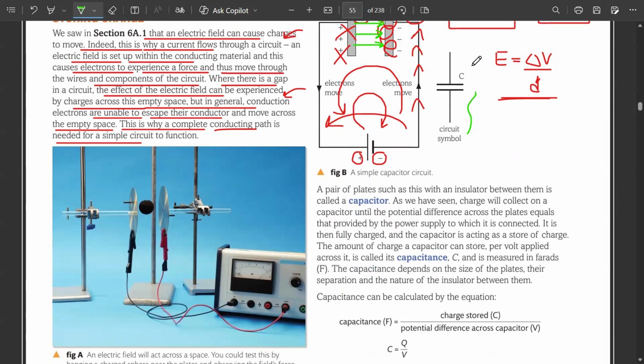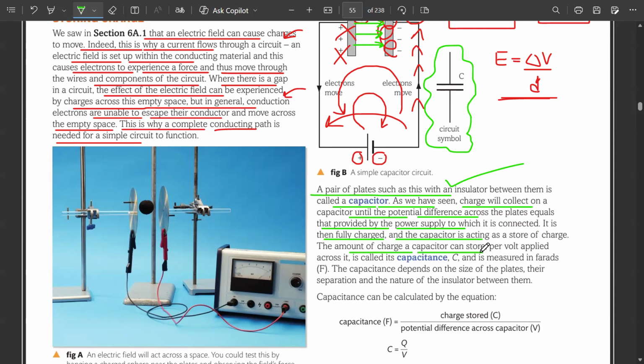So this component symbol shows a capacitor. A capacitor is basically a pair of plates such as this, with an insulator between them as well. We call it a capacitor. As we have seen, the charge will collect on a capacitor until the potential difference across the plates equals that provided by the power supply to which it is connected. It is then fully charged and the capacitor is acting as a store of charge.